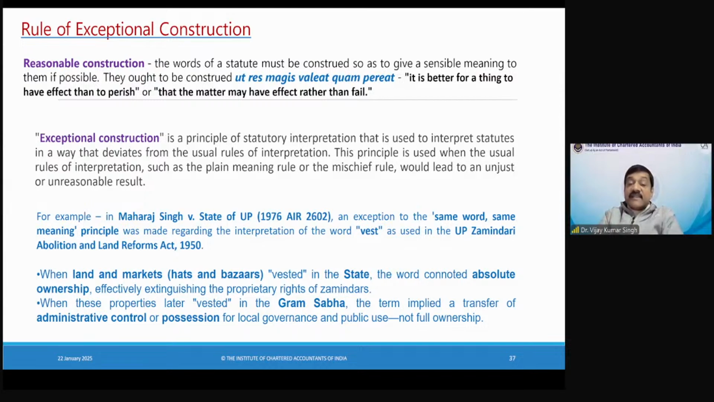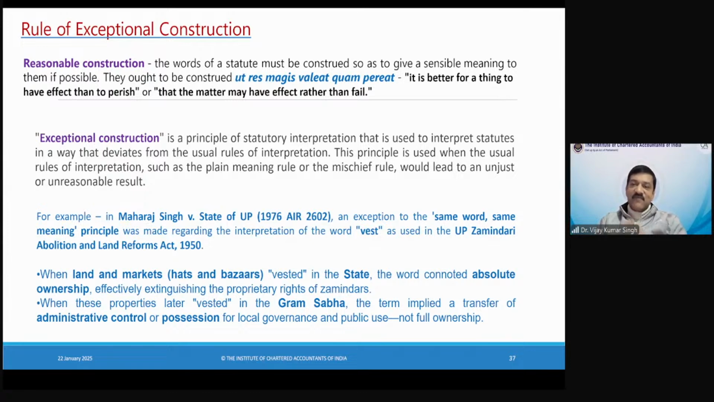Okay. And in this case, there is an exception to this principle, made by interpreting the word vest, V-E-S-T, as used in the UP Zamindari Abolition and Land Reforms Act. So when lands and markets, that is hats and bazaars, vested in the state, the word connoted absolute ownership, effectively extinguishing the proprietary rights of the zamindar, right? But when the same word vested was used in the context of Gram Sabha, the term implied a transfer of administrative control or possession for local governance and public use and not full ownership.